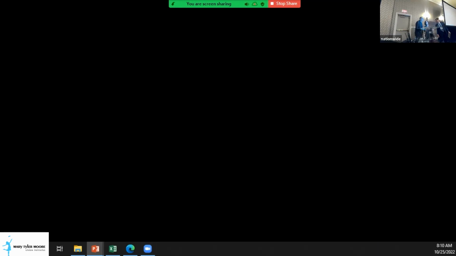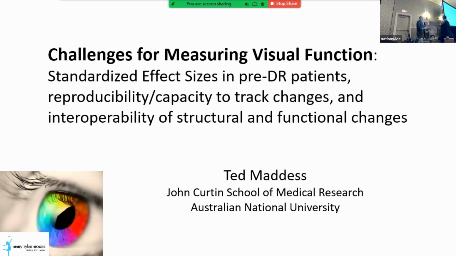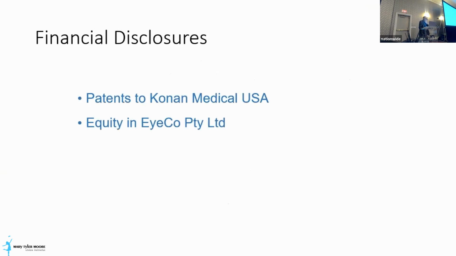So our first speaker is Ted Maddess from the Institute for Neuroscience, the John Curtin School of Medical Research at Australia National University. And Ted will be talking here about challenges in measuring visual function, standardized effect sizes in pre-diabetic retinopathy patients, reproducibility and capacity to track changes, and interoperability of structural and functional changes. Well, good morning. These are my financial disclosures.